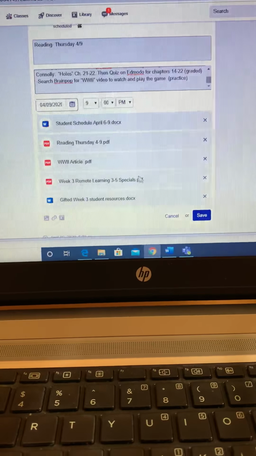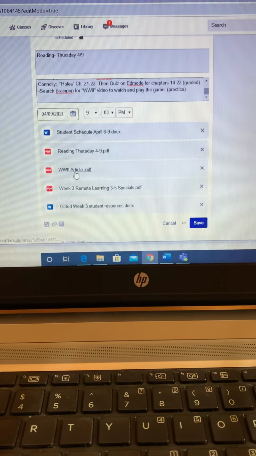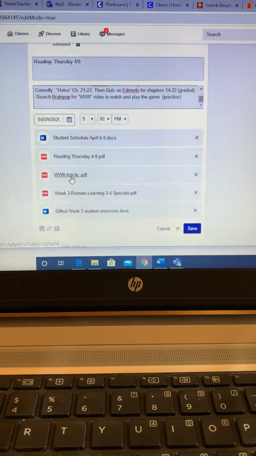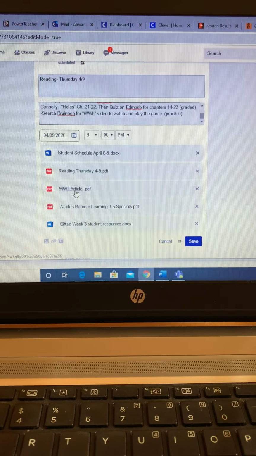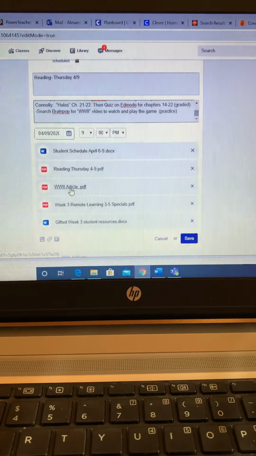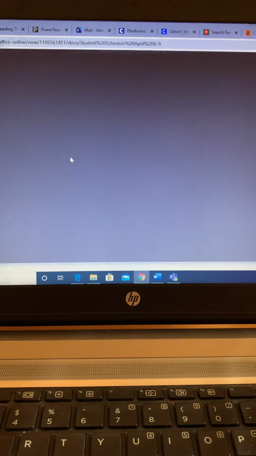All right, now the rest of the attachments I have, like I said, I would include your social studies article every day. So if you want to refer back to the article while you're doing BrainPop, you can. Again, it's going to have your schedule here. So it's basically the same thing that I just went over.